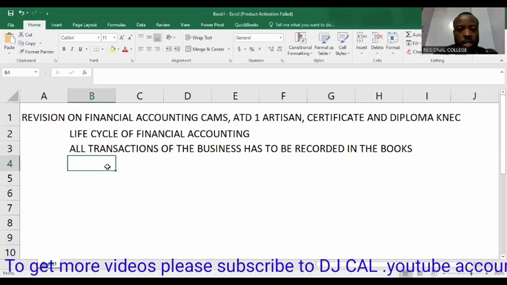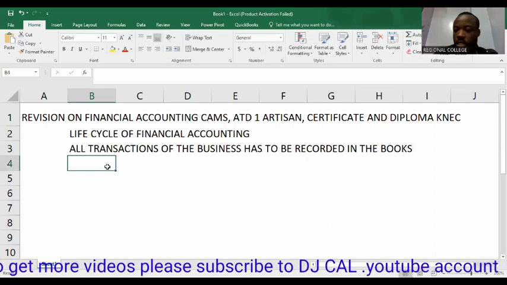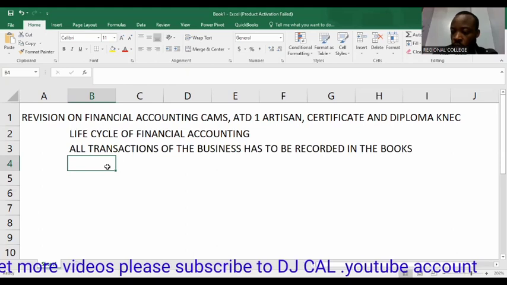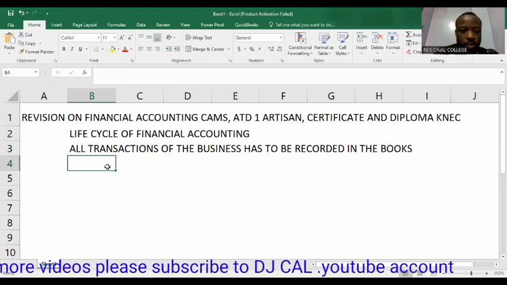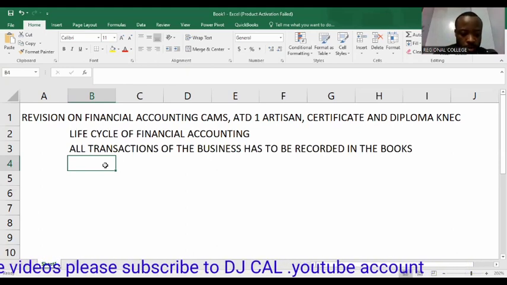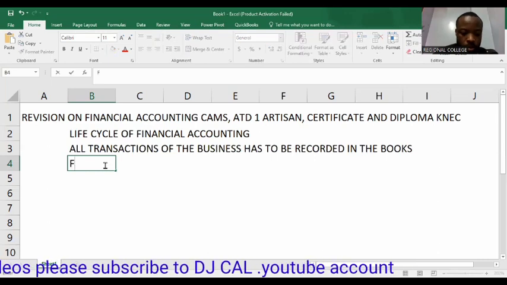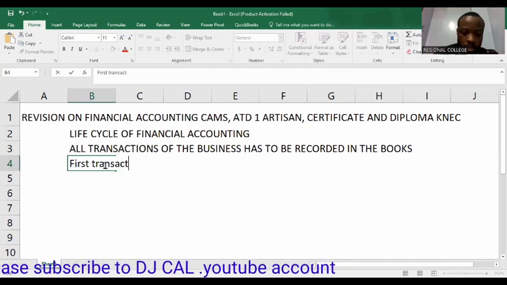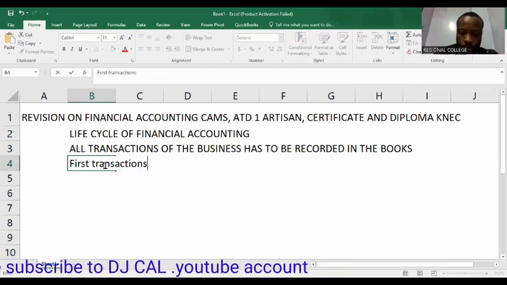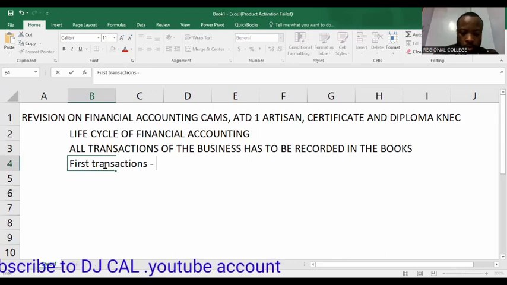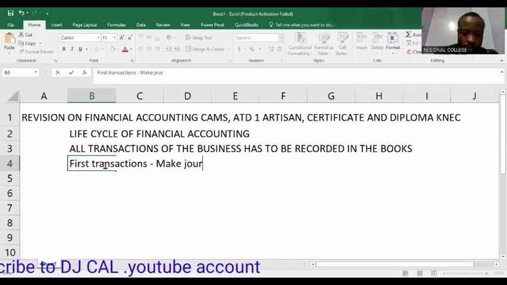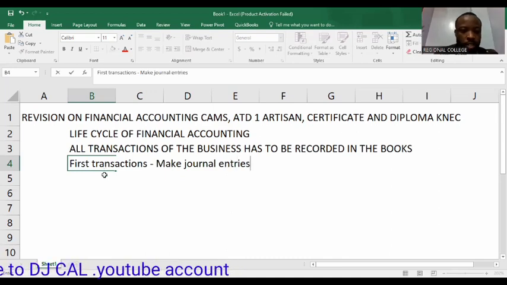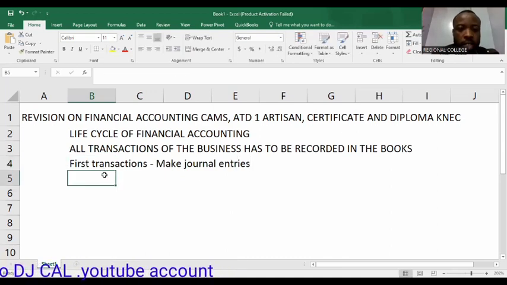And when you're doing the transactions, the first step is that the transaction has to be journalized. That is always the first step. First, make journal entries. Always, that is the first step of the business, always make the journal entries.